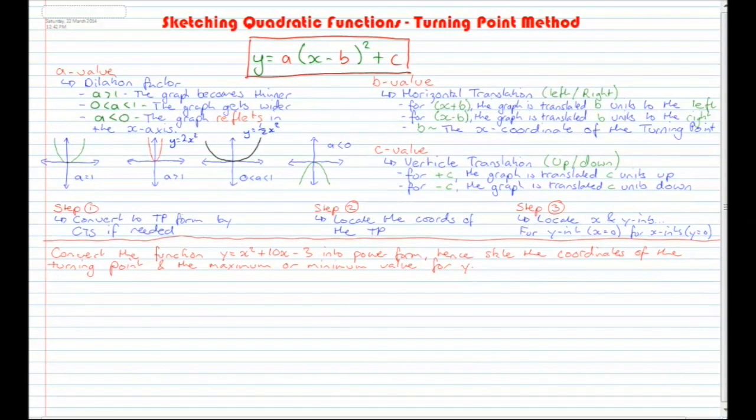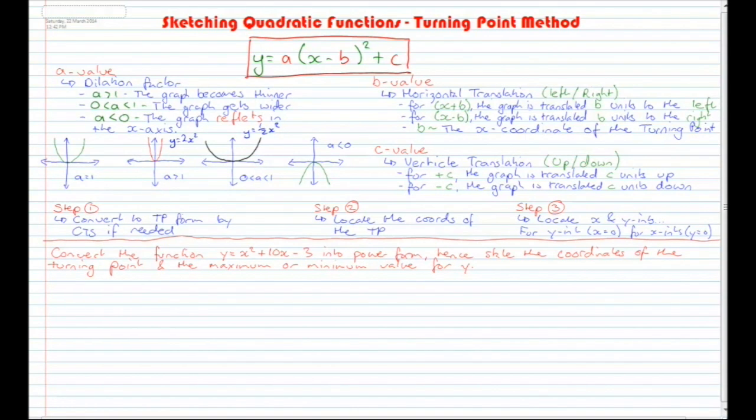Alright, so it's now time to learn how to convert a normal function, that is y equals ax squared plus bx plus c, into turning point form, that is the one that you can see above here. Now, what the question says is convert the function y equals x squared plus 10x minus 3 into power form, which means turning point form, and hence state the coordinates of the turning point and whether or not it is a maximum or minimum value for y. Okay, and of course what that maximum or minimum value is. So let's go through and do that.